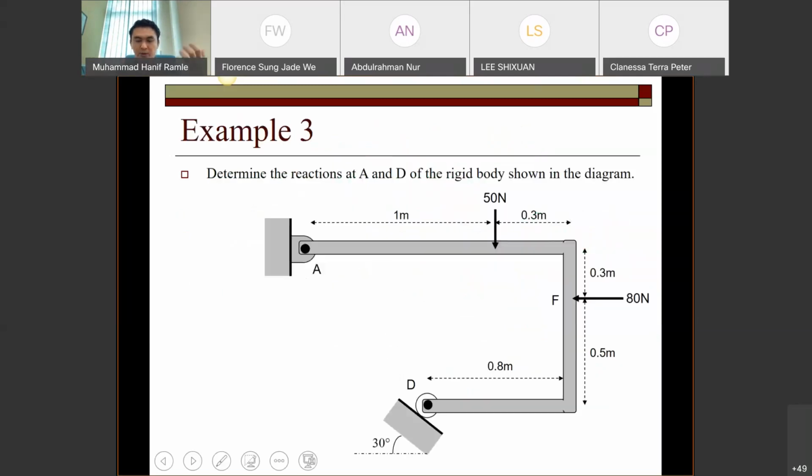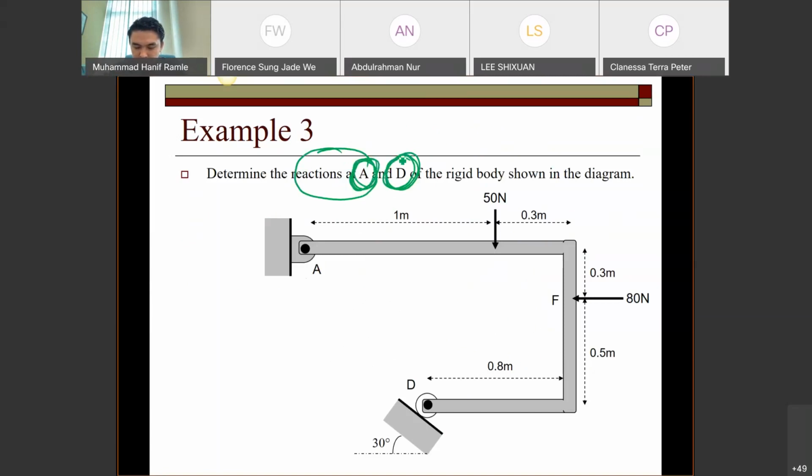So, example 3. We will use the Newton first law, and we will draw the FBD in this example. This is a simple example, in which you have to determine the reaction at E and D of the rigid body shown in the diagram. So what is the idea that you want to find? The final output that you want to get is the reaction at E and D.